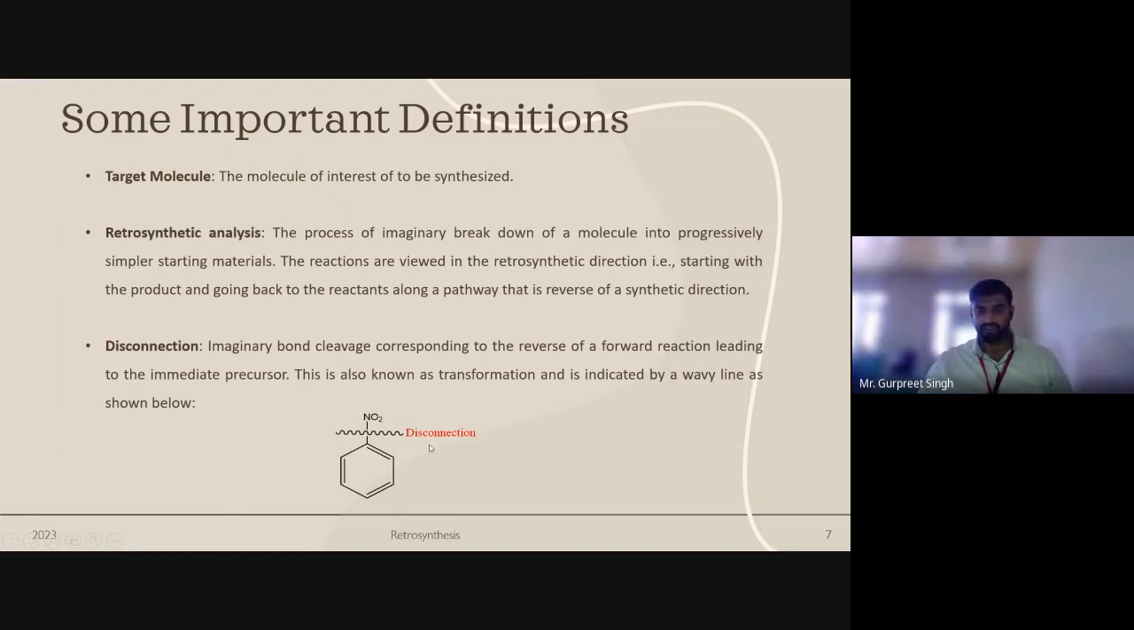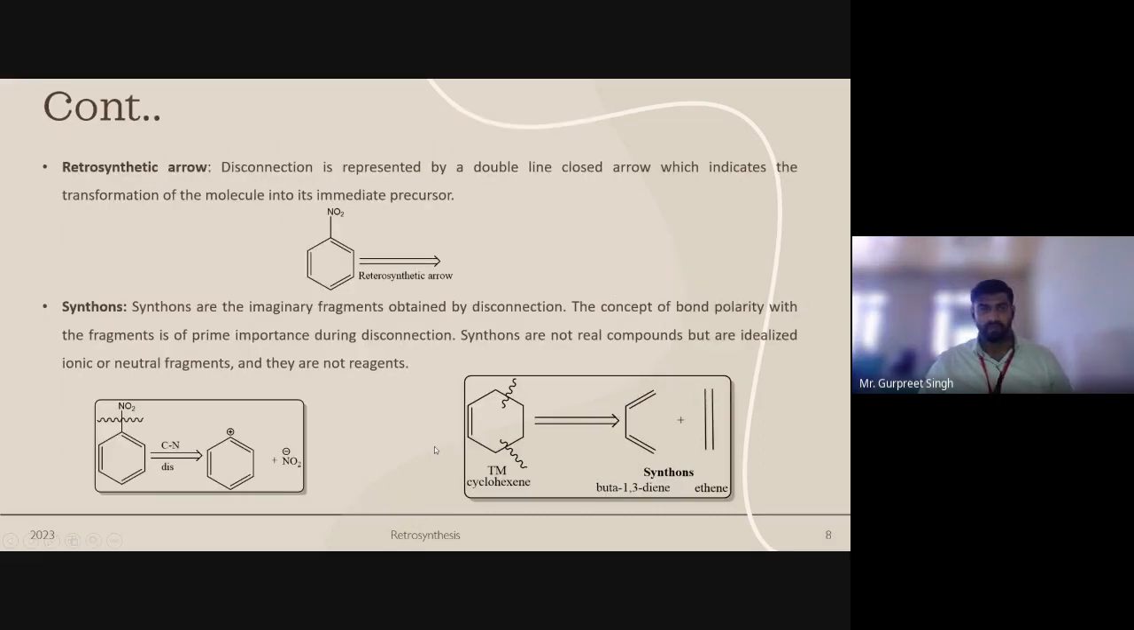You can see we have nitrobenzene. If we disconnect the C-N bond, we will end up with benzene and a nitro group. Then we have the retrosynthetic arrow. It is the arrow used to show the retrosynthesis. It is just a simple arrow with a double line, a single head and two parallel lines.